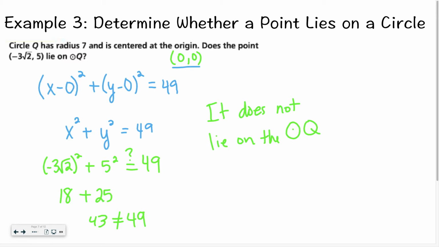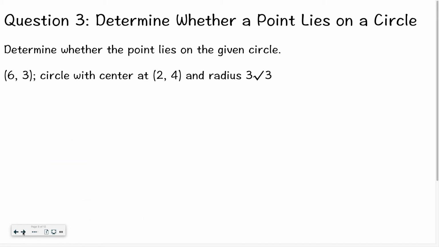Okay. If you have questions about that, please be sure to reach out for some help and go ahead and try this problem on your own. Good luck.